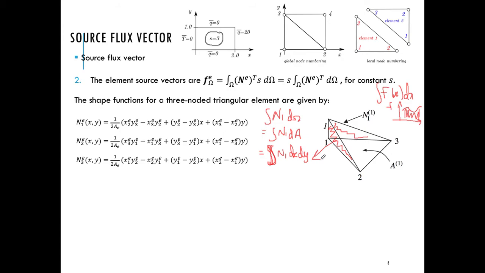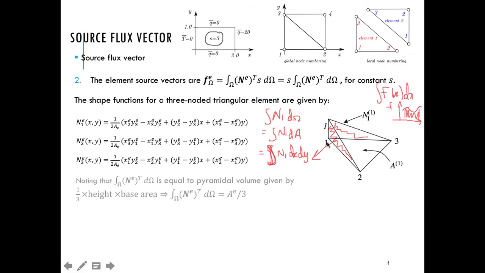Now what is that volume? This is a pyramid shape. So what will be the volume of this pyramid? A pyramid has a volume of 1 by 3 times the area of the base multiplied by the height. So in this case, we need the area of the element, and the height we know is just 1. So that turns into 1 by 3 of the area of the element.